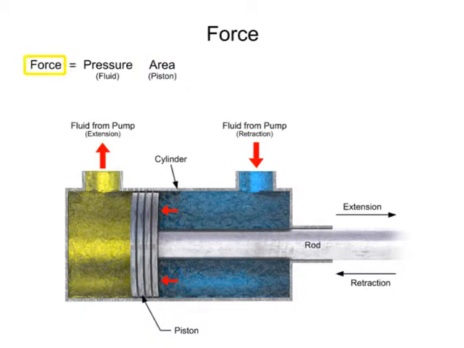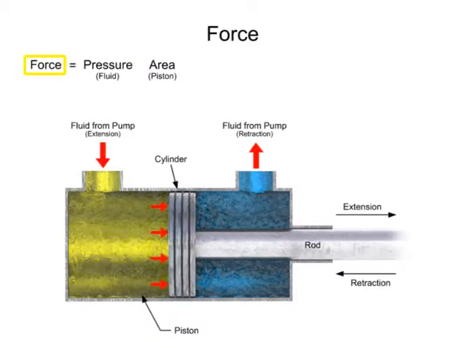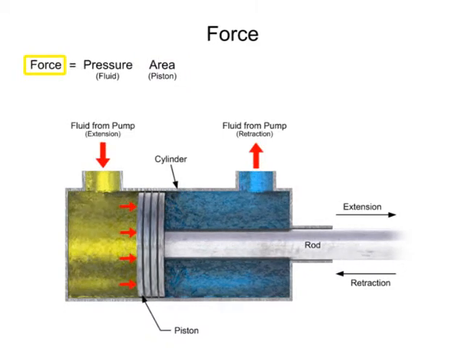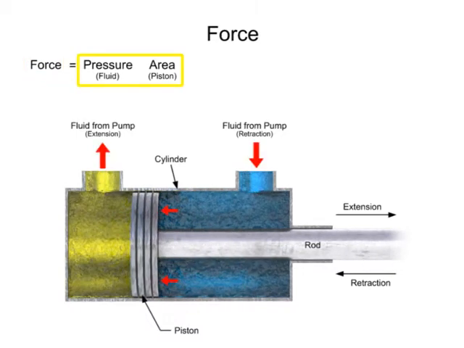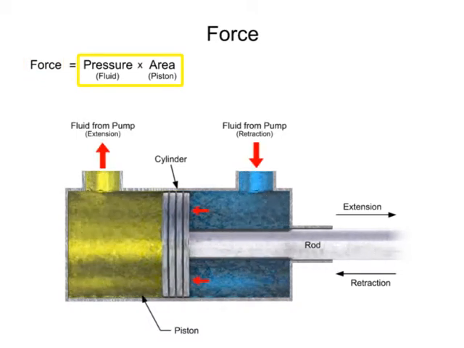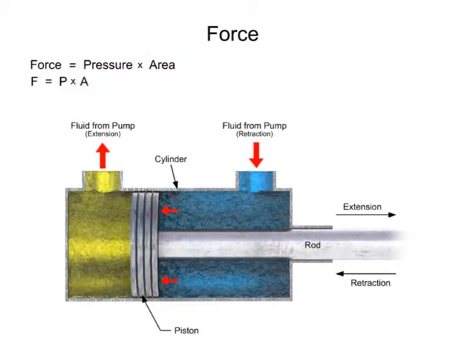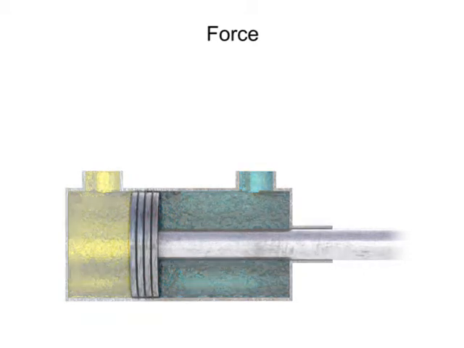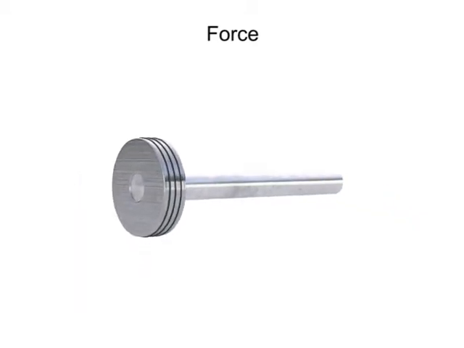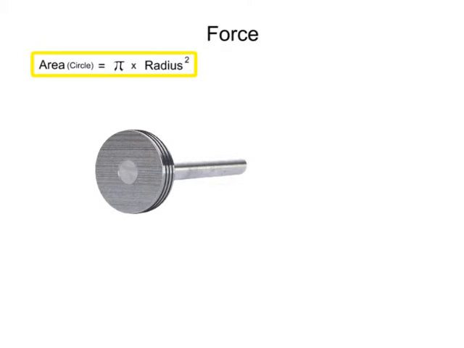In the case of this double-acting cylinder, the pressure from the fluid acts on the area of the piston. The resultant force causes the piston to move. The force produced by a cylinder can be found by multiplying the pressure times the area of the piston surface against which the fluid is working. This area is called the working area.